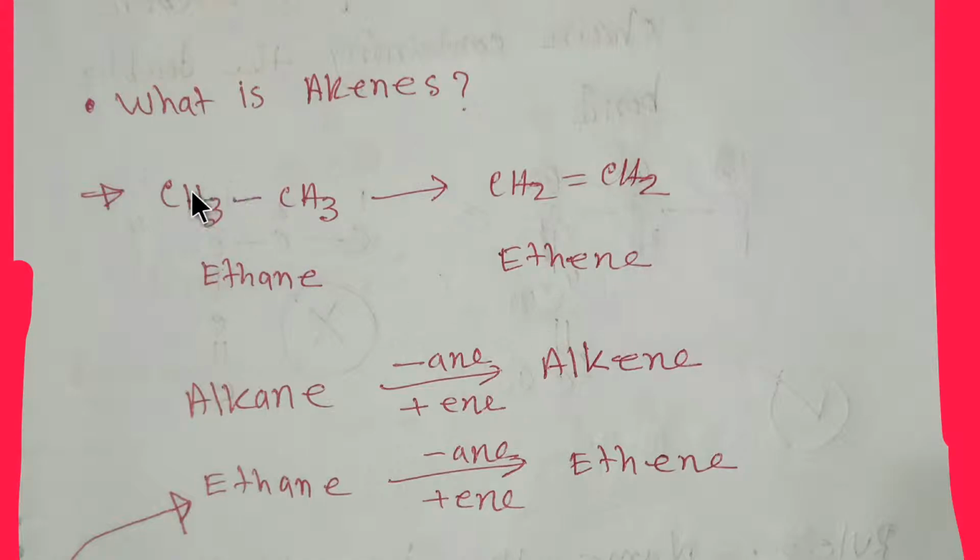This is ethane, this is an alkane, but if you deduct two hydrogens from this compound, then you get a double bond, and this is an alkene. How can we name this compound? This is ethane, an alkane. From the alkane we have to deduct ane and add ene, then we get the alkene. So from ethane, we deduct ane and add ene, so we get ethene.